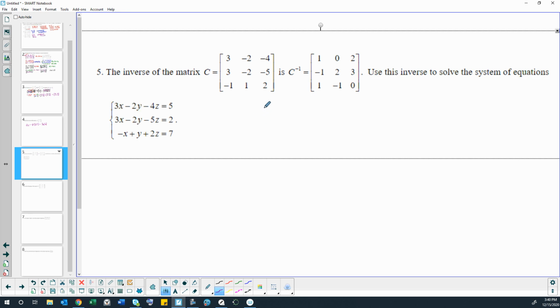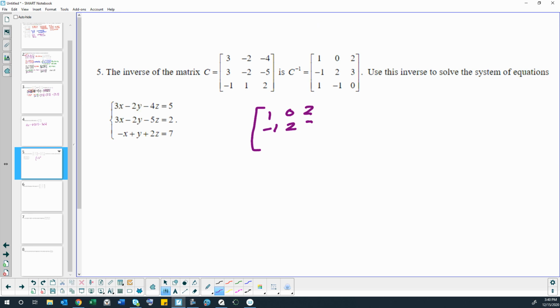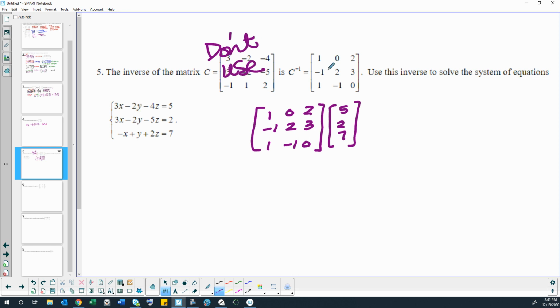So then to find the actual answer, what we do is we take our inverse, 1, 0, 2, negative 1, 2, 3, 1, negative 1, 0, and we multiply our constants, 5, 2, 7. So if we're already given the inverse in the problem, like we are in this one, we don't even need to use this, because it would only be used to find the inverse, which we already know. So all we care about is these constant values.